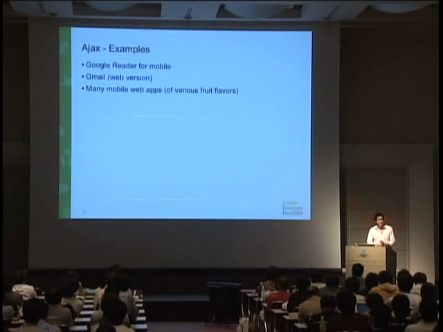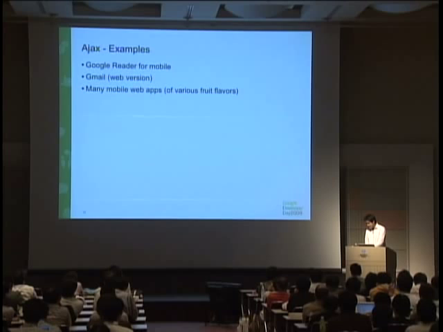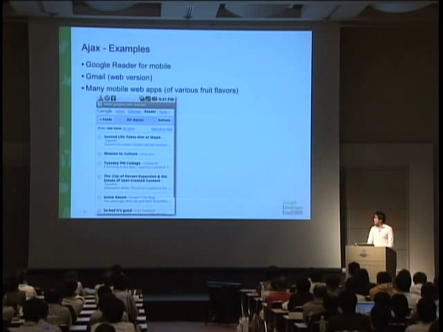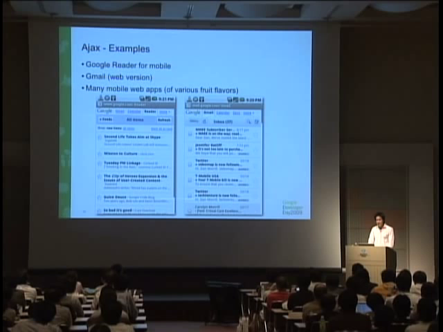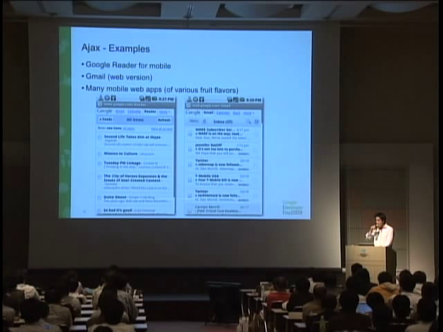So what are some examples of some AJAX applications that run on Android? And there are a few. One that I'll put up here is the Google Reader for mobile application. That's an AJAX app that runs in the browser. There's also the web version of Gmail that also runs here in the Android browser. And there are many, many other web apps that have been optimized for WebKit for other mobile web browsers that happen to also run WebKit.